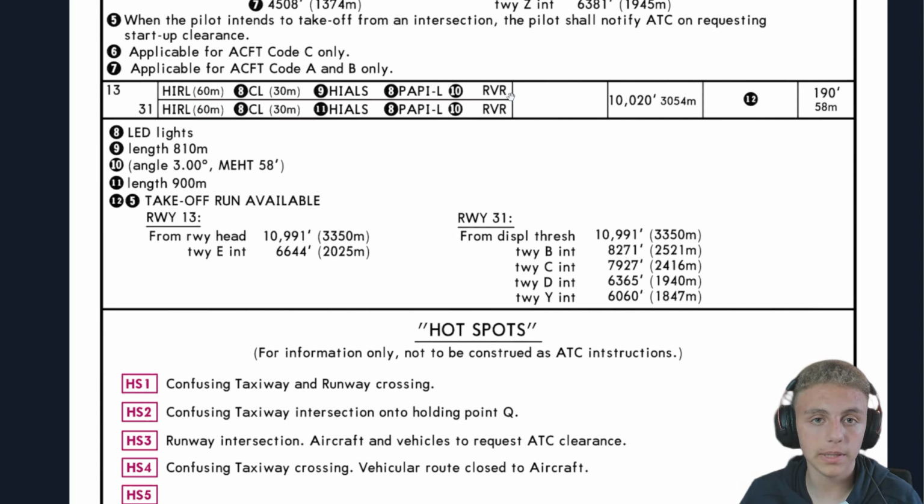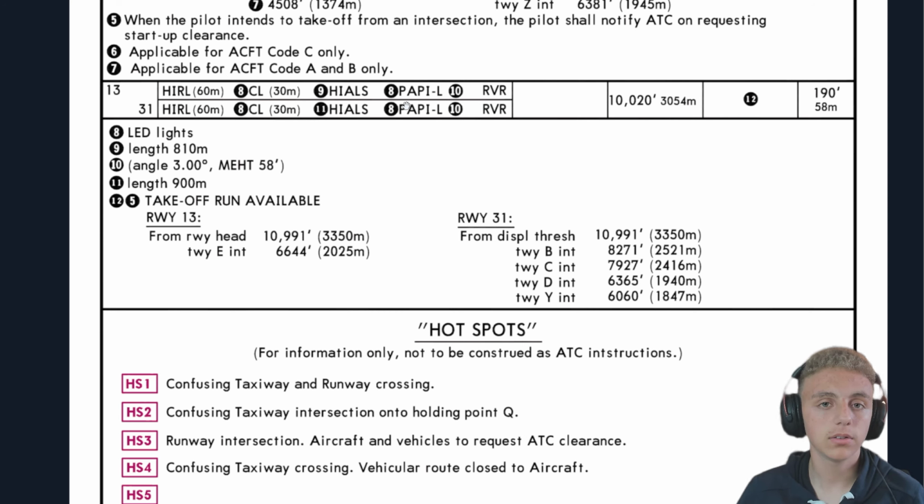Correction, they are split. Here you have HIRLs. Both have HIRLs, 60 meter spacing, the same for both of them. LED lights, centerline lights, 30 meter spacing. High ALs. But this time these are different, because runway 13 has 810 meter long HIALs, high intensity approach lighting system, while runway 31 has 900 meters of HIALs.